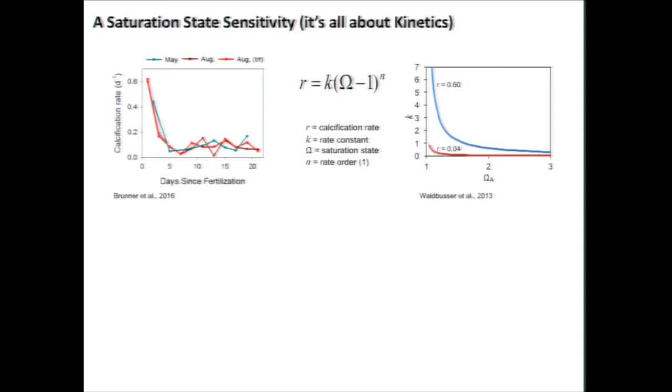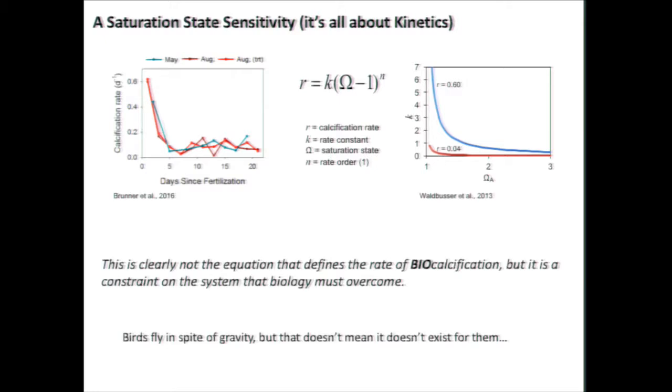And what people get wound up about is that this clearly isn't the equation that's defining the rate of calcification, but it's the constraint on the system, right? We know that there's a physical chemical constraint that has to rely back to this equation in some way or another. So I always use this analogy. We know gravity exists, but birds fly, right? It's a constraint. They figure out how to do it. That's what biology does, is overcome these constraints that are out there in the physical chemical world.